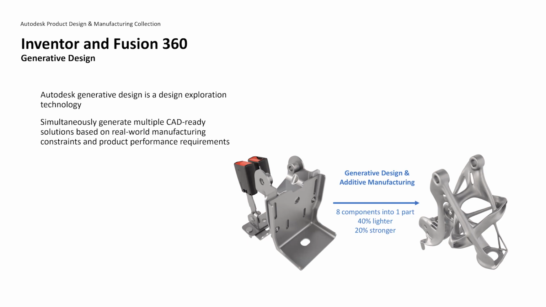Here is an example of what it looks like. It helped a customer in automotive industry design a seat bracket that's 40% lighter and 20% stronger than the original assembly. It also consolidated 8 parts into a single one.